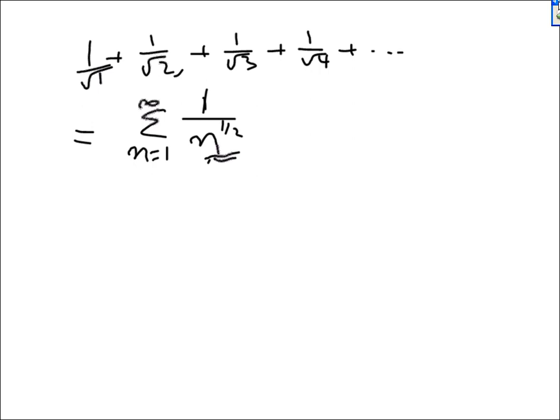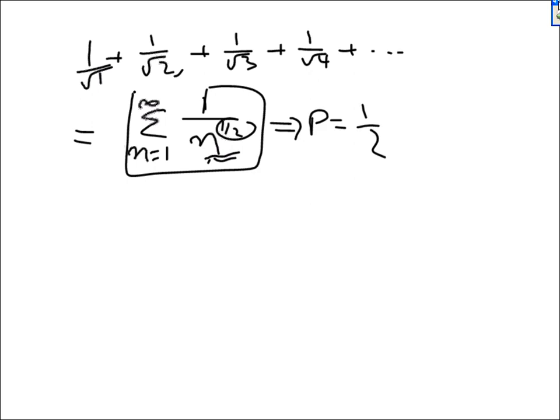Then you get 1 on top always. The bottom square root of 3 is 3 to the half. The square root of 4 is 4 to the half. This is it right here. So, this implies that p is a half. And if p is between 0 and 1, including 1, it diverges.